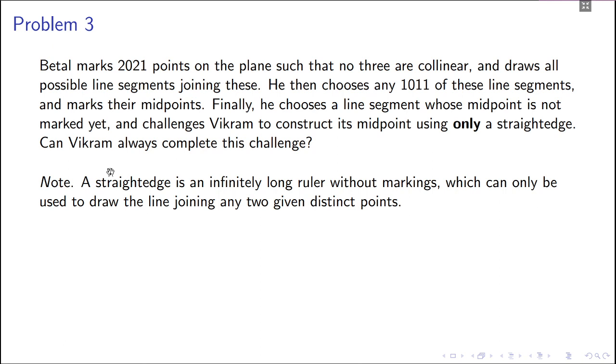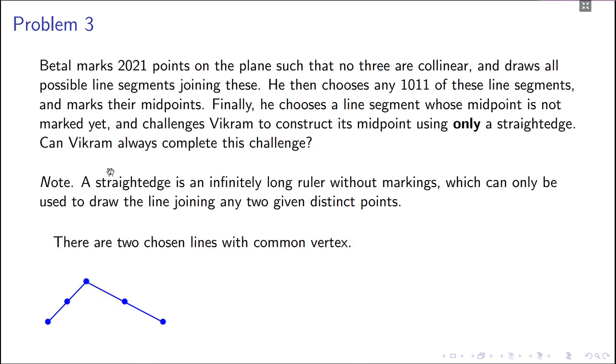So the key observation is this. He has chosen 1011 line segments. So there are 2022 endpoints, but there are only 2021 points in the plane. So that means there are two line segments which have a common endpoint. So this arrangement exists. Okay, and he has marked the midpoint of this.